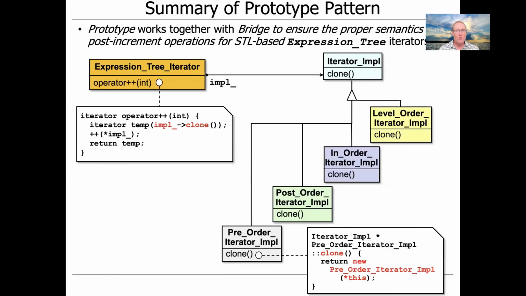So to wrap up, we use prototype together with bridge, as we so often do, combining these patterns because they like to work together in order to ensure the proper semantics of post-increment operations for our STL-based expression tree iterators. As you can see here, the expression tree iterator, which defines the abstraction role in the bridge pattern, uses the clone method on the iterator impl to get the appropriate clone of the corresponding concrete type of whatever iterator strategy has been configured for this particular iterator, without exposing those details up to the client code that's written using the bridge pattern as part of the abstraction role.